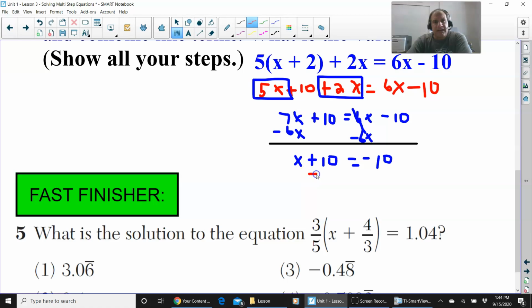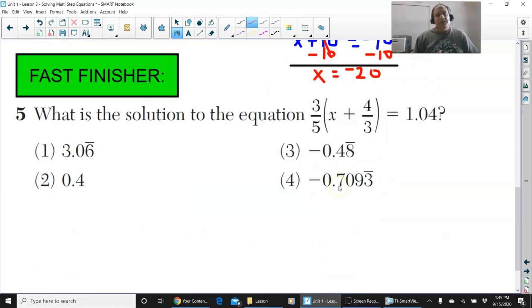Now you subtract 10 on both sides, but I don't want you to think that this right side is equal to 0. It's not. This is equal to 0, right? So x is not equal to 0. X is equal to negative 20. Even check it out on your calculator, negative 10 minus 10. That is negative 20. So if you want to try that fast finisher on your own, go ahead.